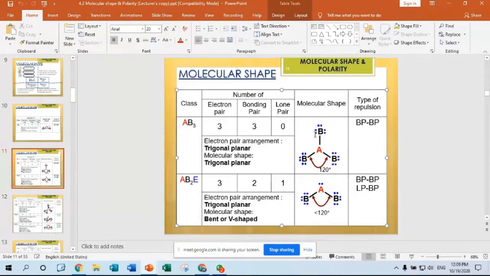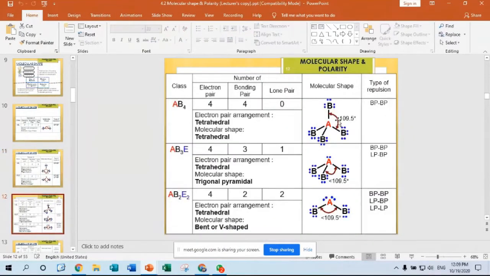So for the type of repulsion, this one is just bonding. This one is bonding, lone, bonding. If 4, tetrahedral; if there is 1 lone pair, the molecular shape changes to trigonal pyramidal. But remember, the electron pair arrangement is still the same. And then for this one, V shape. So the type of repulsion you can refer to here: bonding, bonding, bonding, bonding, lone pair-bonding, lone pair-lone pair, lone pair-bonding, bonding, bonding.